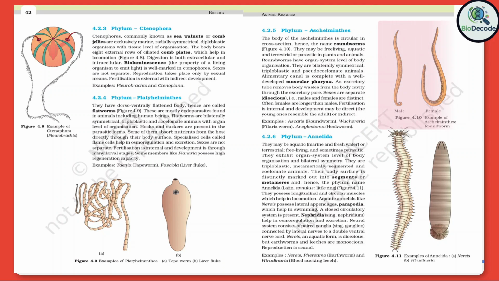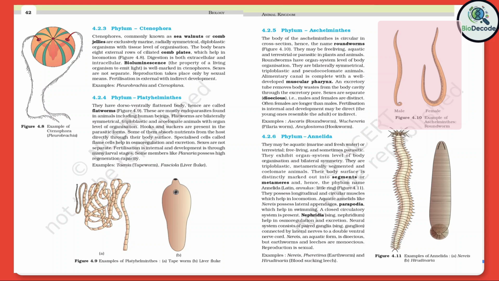Figure 4.10. Example of Aschelminthes, roundworm Ascaris. This figure shows the general structure of Ascaris lumbricoides, a parasitic roundworm belonging to the phylum Aschelminthes (Nemathelminthes). Its body is elongated, cylindrical, and tapered at both ends, covered by a tough cuticle that protects it from digestive enzymes of the host. The sexes are separate, dioecious, a key feature distinguishing this phylum. Males are smaller, with a curved posterior end, while females are larger and straight.